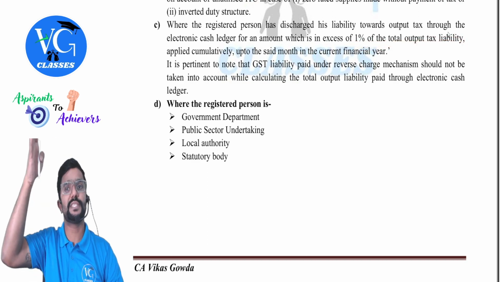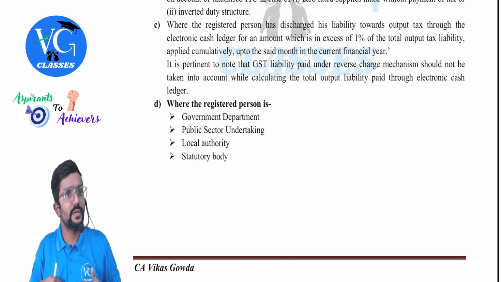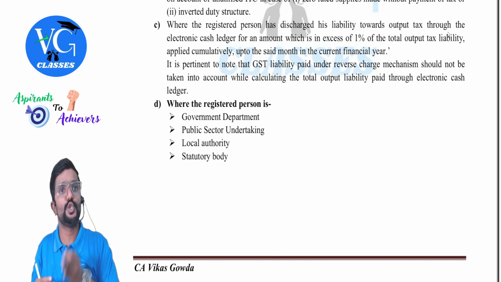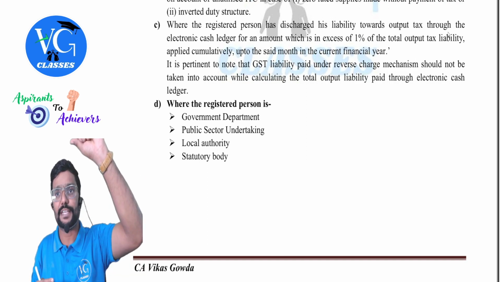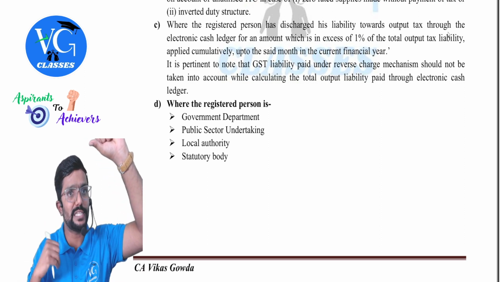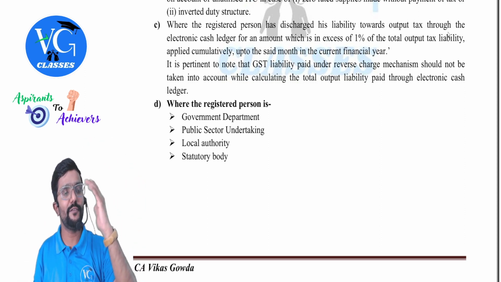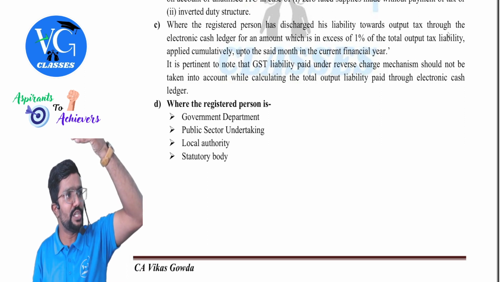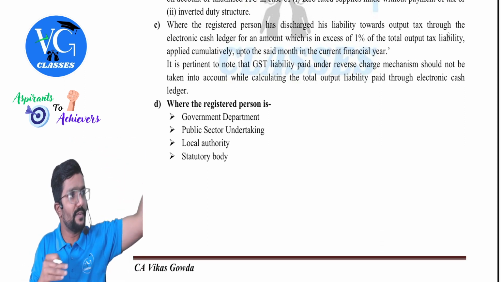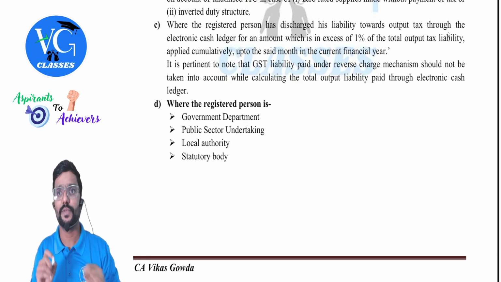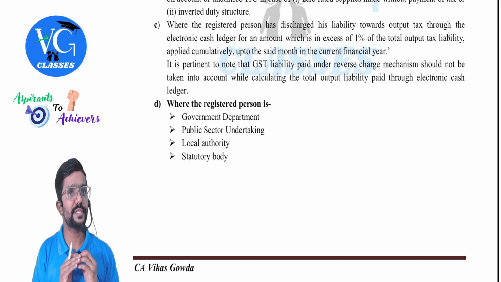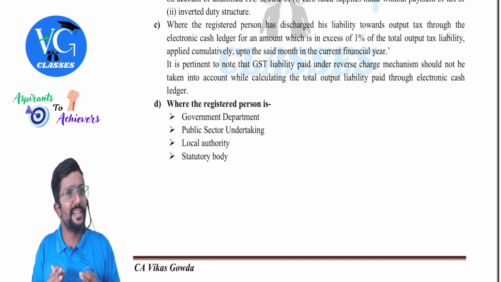You remember we discussed one example. Assume we are in August. We need to check from April to July how much was the output tax. How much is already paid through cash ledger. So what do? Apply the formula. Amount paid through cash ledger divided by total output tax for all months put together into 100. If it is already more than 1%, is Rule 86B applicable in August?